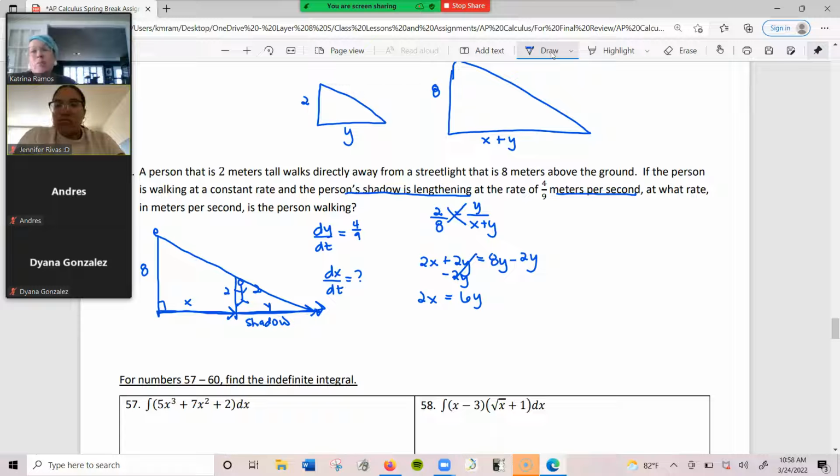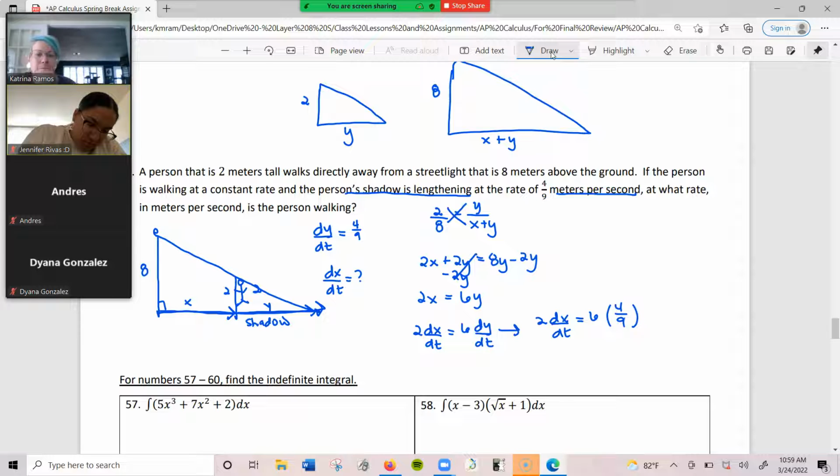Now I can take the derivative much more easily. So this would be 2 dx/dt is going to equal 6 dy/dt. We have the dy/dt, so we're going to plug that in. So this is 2 dx/dt is going to equal 6 times 4 over 9. Which, 6 times 4 over 9, we can simplify the 6 over 9 by 3. So this would be 2, this would be 3.